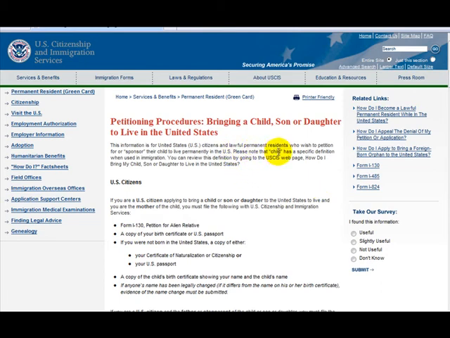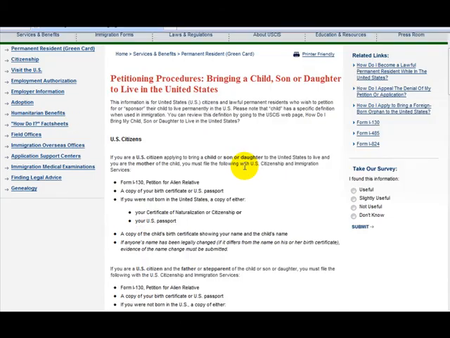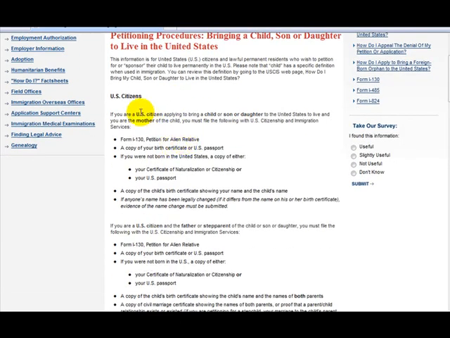Please note that, quote, child has a specific definition when used in immigration. Now we know that because we just went through the definition. You can review this definition by going to the USCIS webpage. How do I bring my child, son or daughter to live in the United States? Right. Well, we went to the law instead, and that's why we're doing the law.